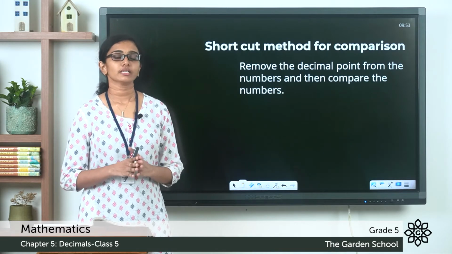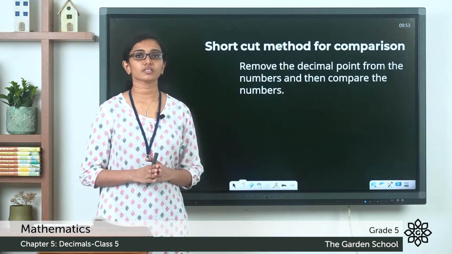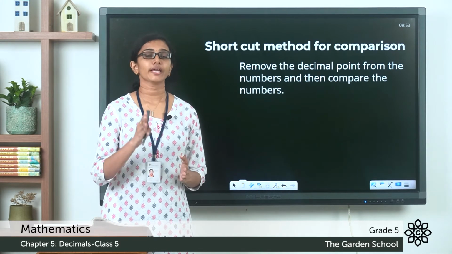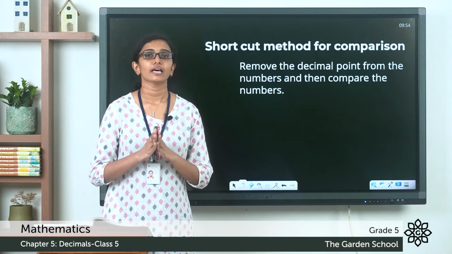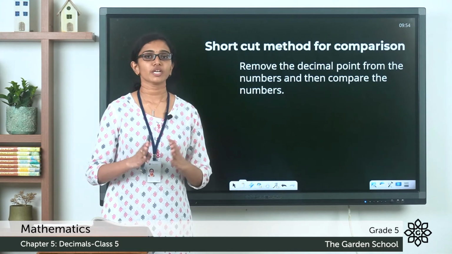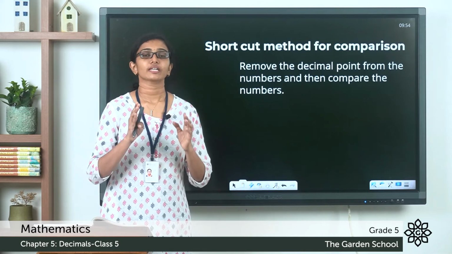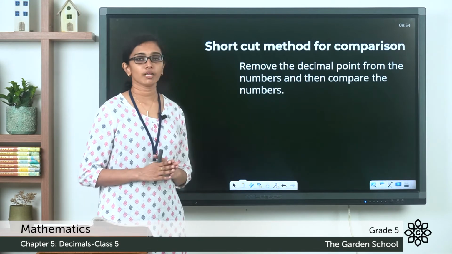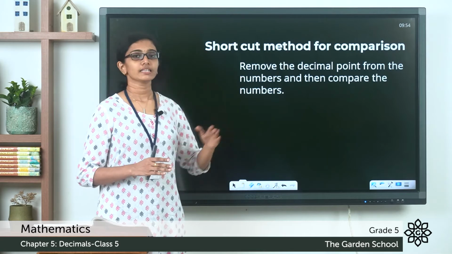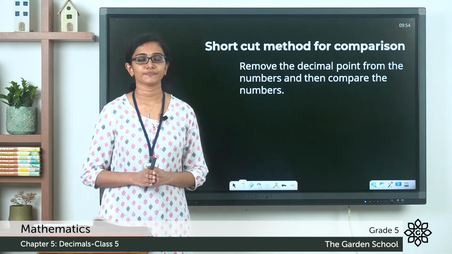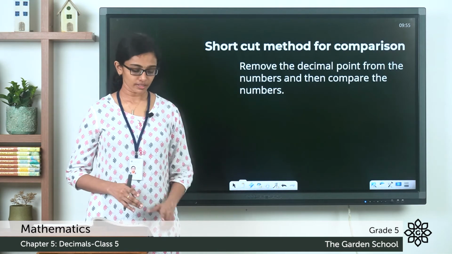When you are given some decimal numbers, the first process for comparing is to convert them to like decimals. Always make sure you are comparing like decimals. Once you have converted all the given decimal numbers to like decimals, you can just remove the decimal point from the numbers and then compare the numbers just like you compare whole numbers. Let's see that with examples.